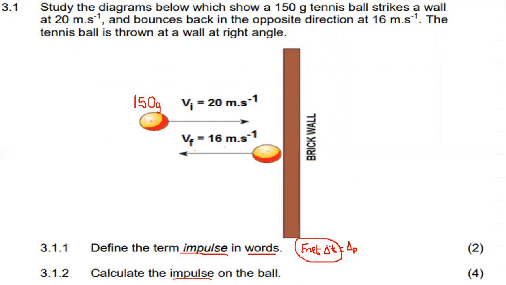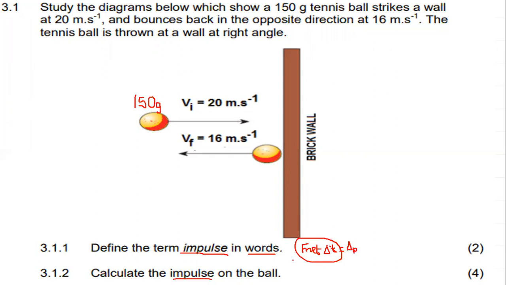And this F net delta T, we definitely know that it is equal to impulse. In other words, impulse is definitely going to be a value that is equal to the change in momentum. In other words, if I want to calculate impulse, I can calculate it in 2 ways. The first thing is I can take the value of the net force, and then multiply it by the contact time. Then I will get the value of the impulse.